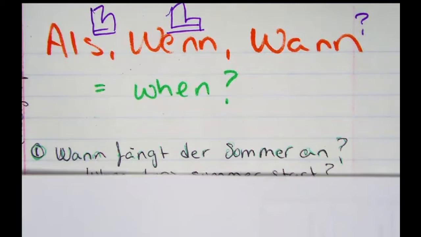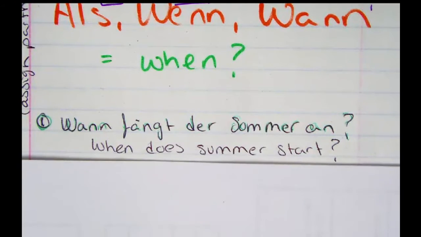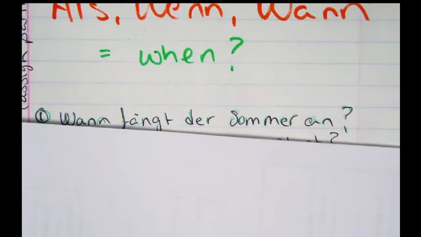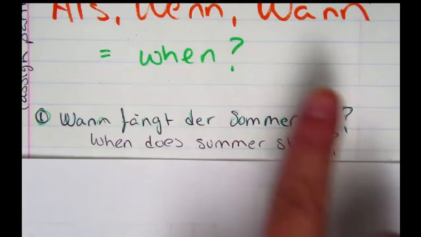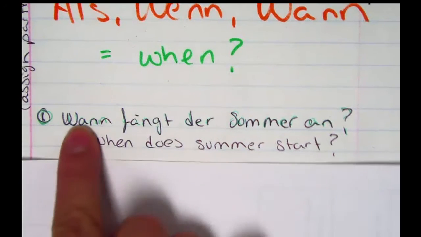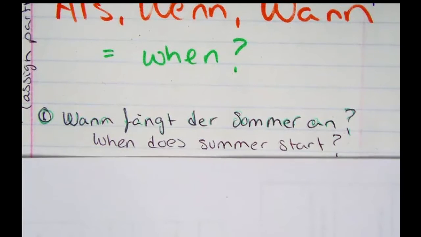All right, so the first one, I don't know what your example was. It's probably something similar to this. So you have an example sentence, Wann fängt der Sommer an? So you're asking a question. That, of course, is that last one. Make sure you see that that is an A. So when does summer start? The question word wann, when.